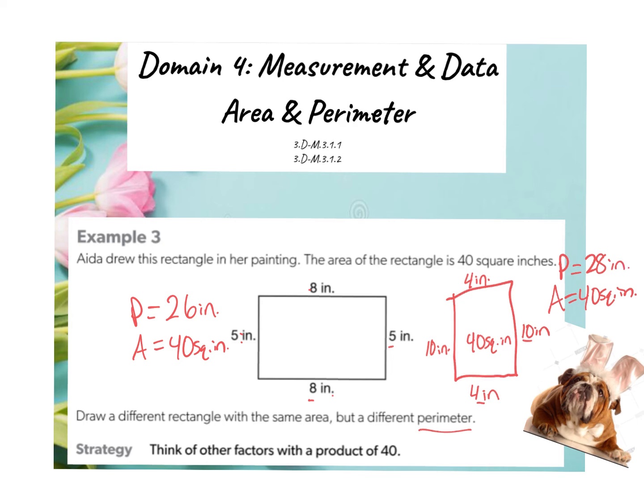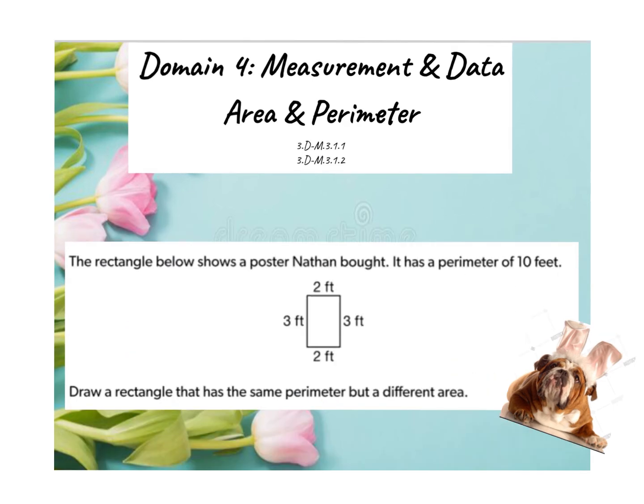All right, friends. Let's practice one more together. This rectangle below shows a poster Nathan bought. It has a perimeter of 10 feet. We're gonna draw a rectangle that has the same perimeter, but a different area. So we're looking for the same perimeter. So when we add it up, they're all going to equal 10 feet, okay?